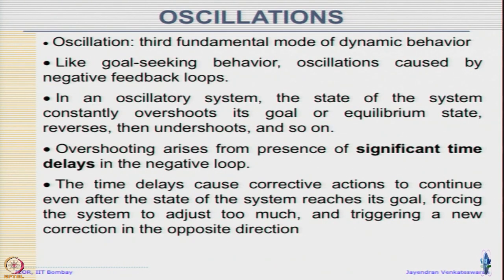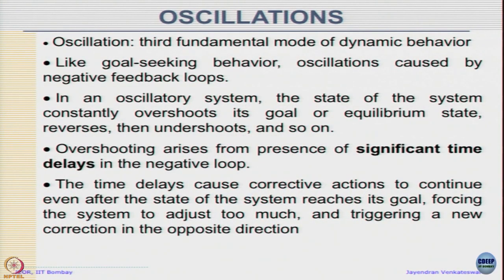The third fundamental mode is called oscillations. Like goal seeking behavior, oscillations are also caused by negative feedback loops, but something is constantly changing, right? That is what oscillations mean. The very simple modeling construct that causes these fluctuations is the presence of delays in the system. If you do not know the current state precisely, then you are going to assume something and take a corrective action, and that corrective action takes some time before it affects the state of the system. It also takes time for you to observe the state of the system, identify the gaps, and then decide which corrective action to take. So all these delays make us overshoot our goal, then go below the goal, then again we take corrective action, go above the goal, etc. So we are oscillating over time.